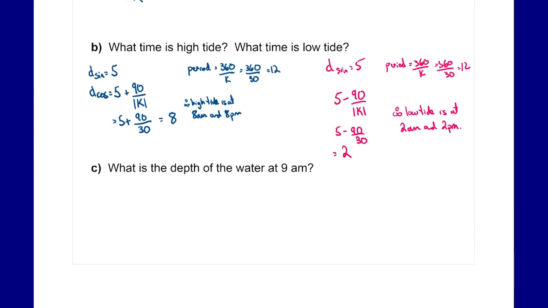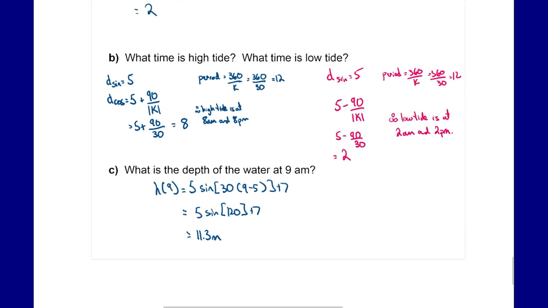What is the depth of the water at 9 a.m.? This is just using our function. H at 9 is equal to 5 sine of 30 times 9 minus 5, plus 7. So we get 5 times sine of 120, plus 7, or 11.3 meters. This one is just plugging the value into the function and solving.